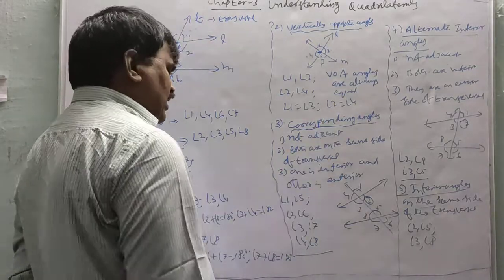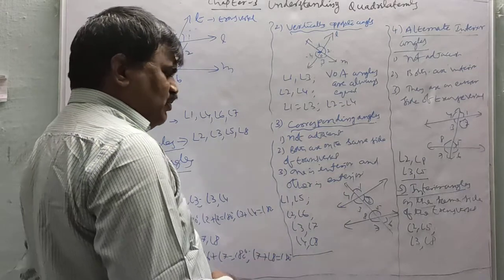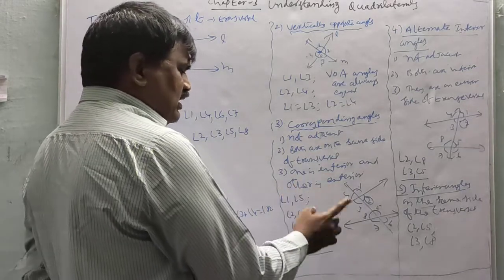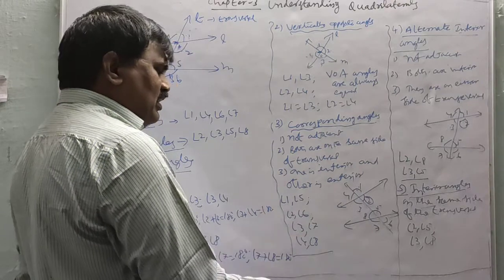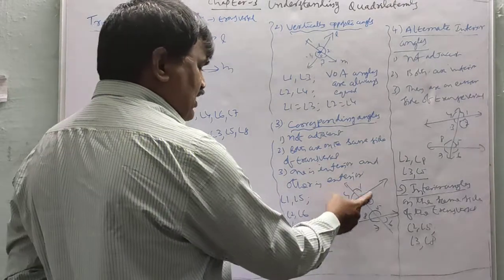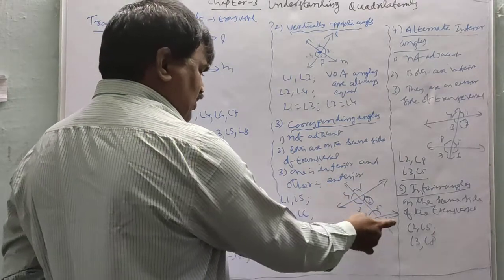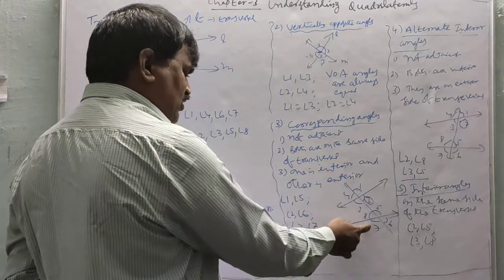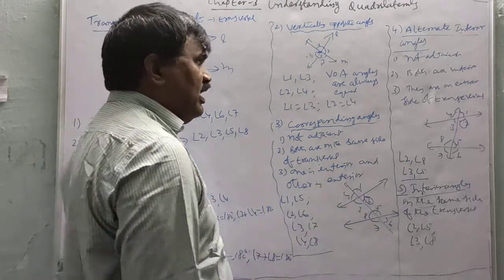Then corresponding angles. What is the definition of corresponding angles? They are not adjacent. They are on the same side. One is interior, one is exterior. So by that definition, 1 and 5 are corresponding angles, 2 and 6 are corresponding angles, 3 and 7 are corresponding angles, 4 and 8 are corresponding angles.